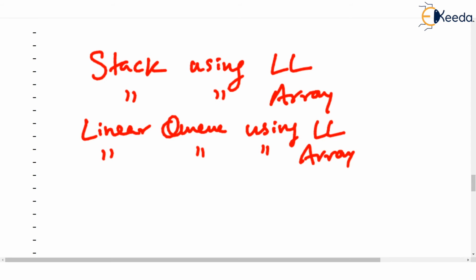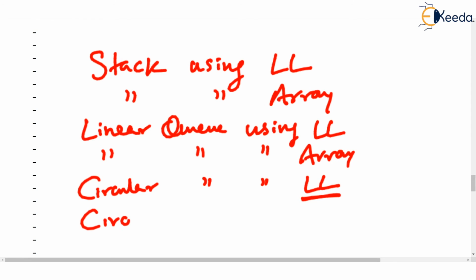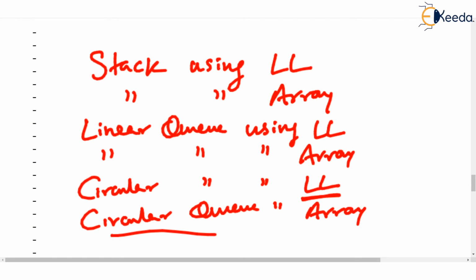We also saw circular queue using linked list. Yes, we saw this code. And circular queue using array. This was that latest code, latest program that we saw. The current topic going on is circular queue using array. So a long list of implementations, various implementations of stack and queue have been studied.